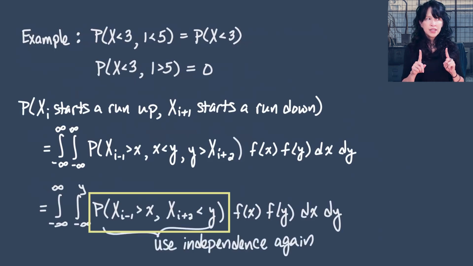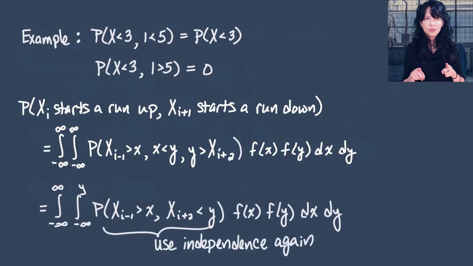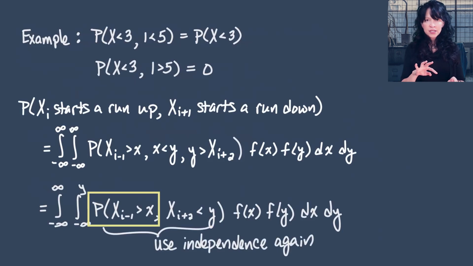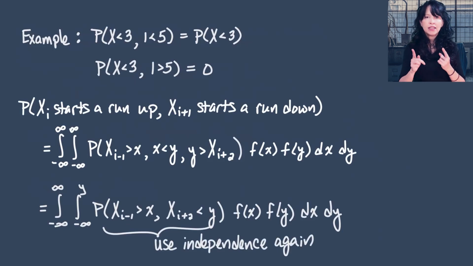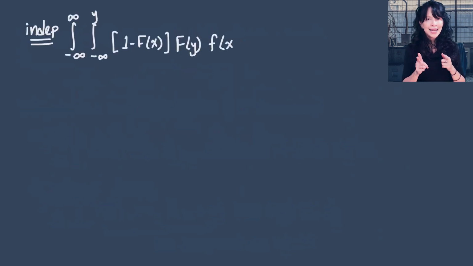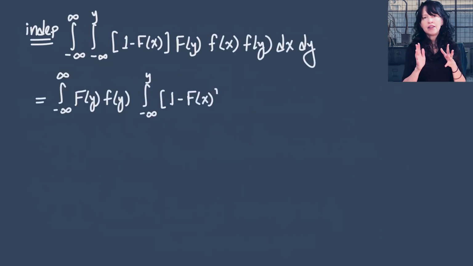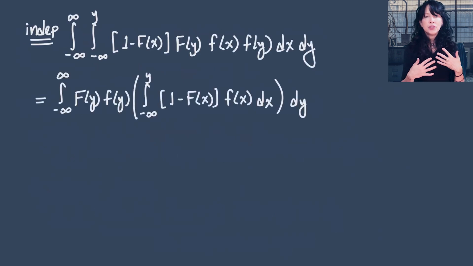The probability that capital X sub I plus 2 is less than y, because it's continuous, it might as well be less than or equal to y, and this is just the CDF, capital F of y. This other one is a tail probability, a greater than probability, so this is going to be 1 minus a CDF. We're going to end up with something that looks like this. My inner integral is with respect to x, so I'm going to pull all the y stuff out and be left with this. And now it's a u substitution problem.